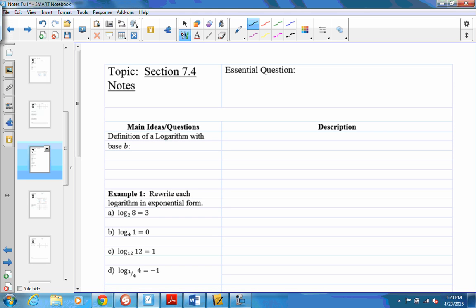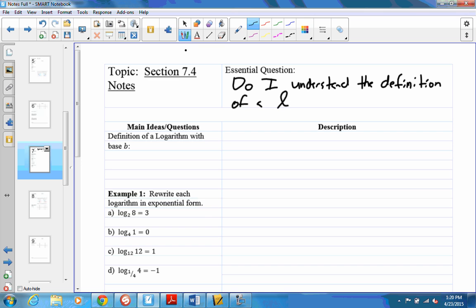Want to use it then? Last week. Do I understand the definition of a logarithm? And I'm just going to write log.